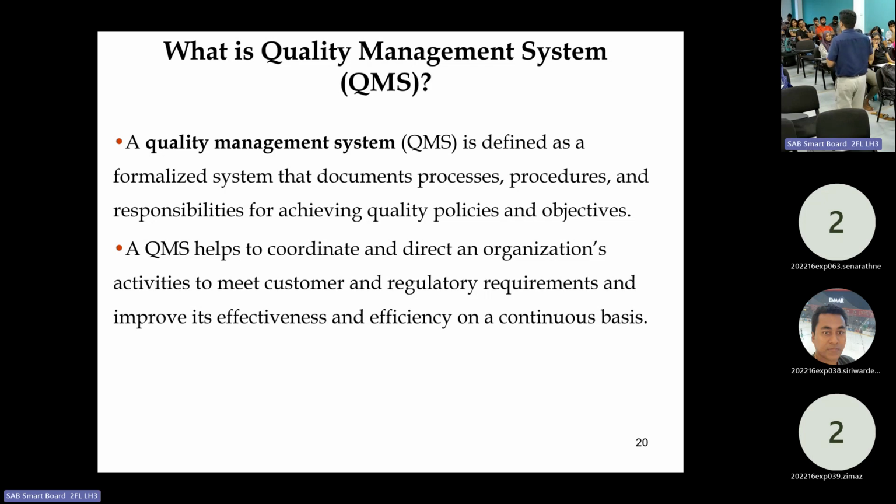Is that important for operations management? Operations management decisions are affected by quality management. That's it. In fact, that tight link should be there.